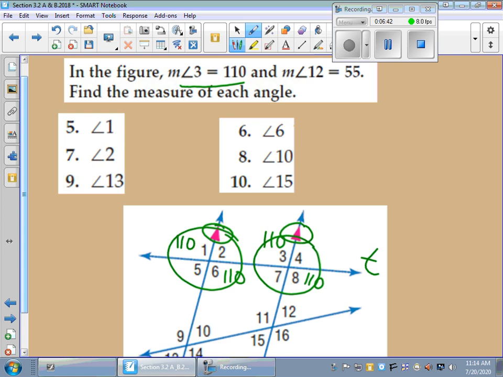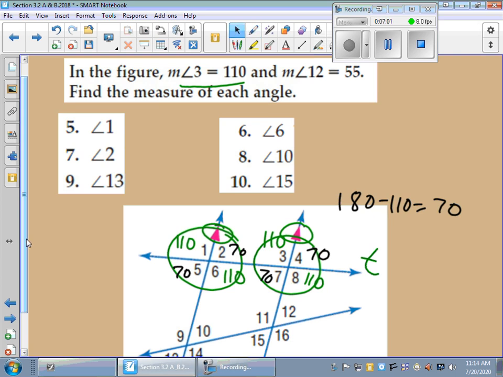So I found four of those angles already. Now I want to find the angles in the rest of the cluster. So I want to go 180 minus the 110. That gives me 70. So all the rest of these angles in the cluster are 70. So I'm done with that group.